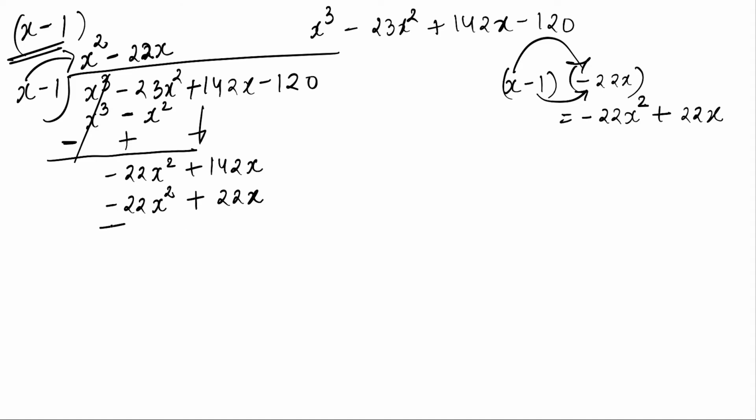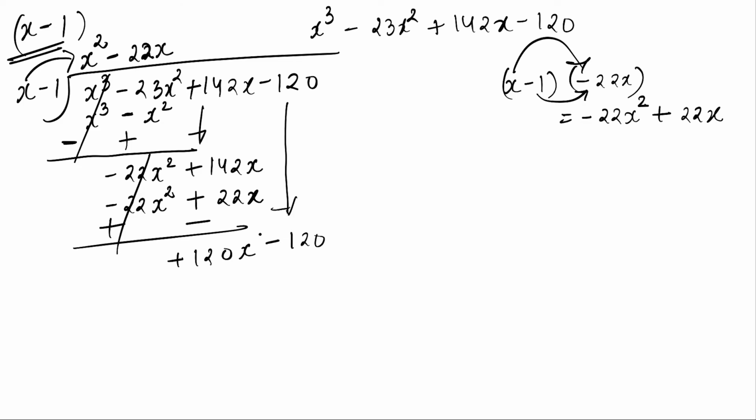So again the opposite sign, minus became plus, plus became minus. Cancel that out, and here plus minus will give us minus. 142 minus 22 is 120. X sign is of plus, and minus 120 will get down here. In our new dividend, again, our first term is 120x.